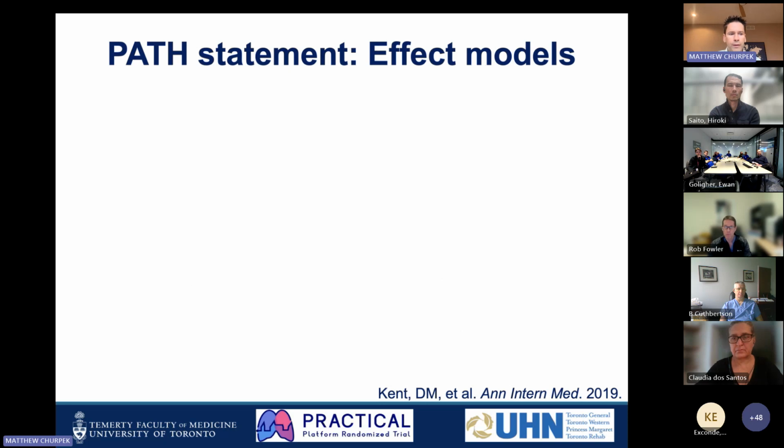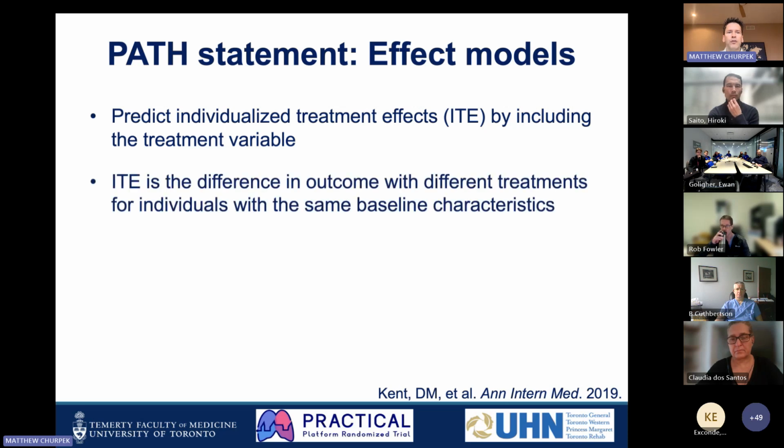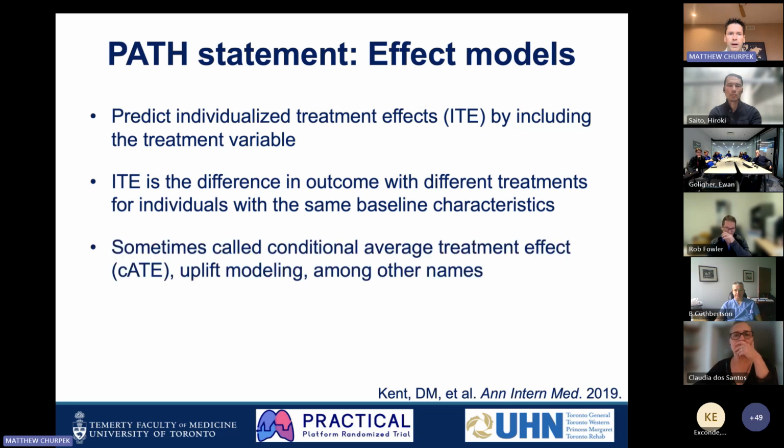So finally, the types of methods that I want to focus the rest of the talk on are these models called, what the PATH statement calls, effect models. So what effect models do is predict individualized treatment effects by including the treatment variable and the outcome in the model when you're developing this approach. So what is the individualized treatment effect? The individualized treatment effect is the difference in the outcome, the predicted outcome, with different treatments for individuals with the same baseline characteristics. It's sometimes called conditional average treatment effect.